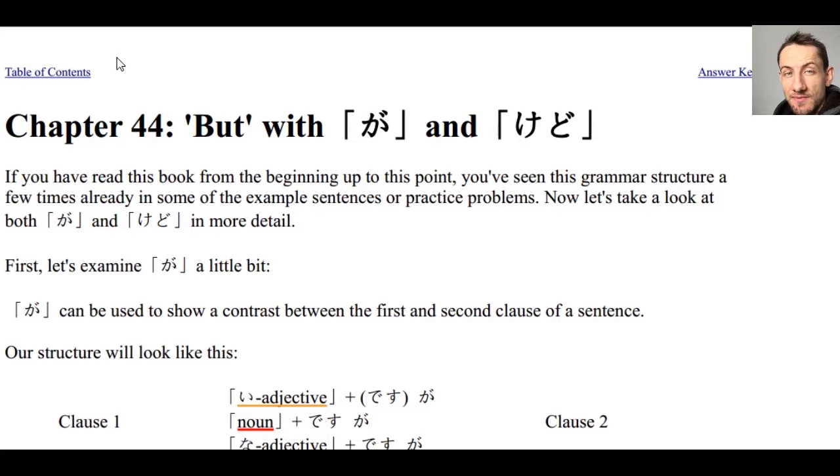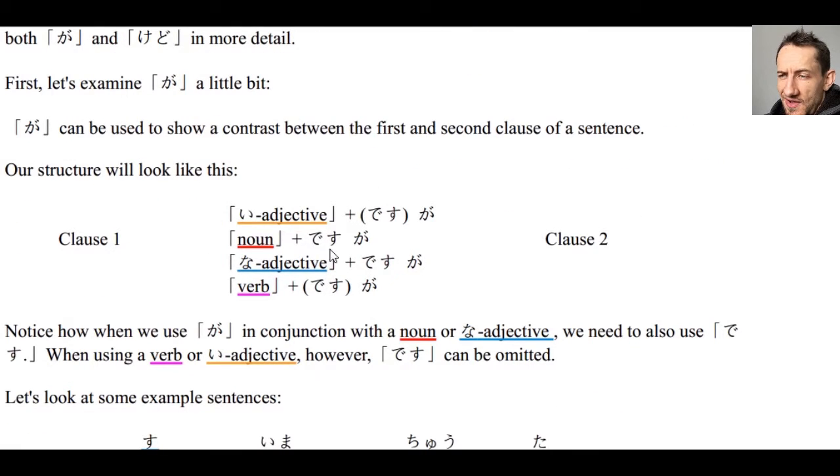Today, we'll be looking at chapter 44 of my textbook, where we will learn how to show contrast with ga and kedo. If you have seen the videos up to this point, you've encountered the usage of ga and kedo a couple times, but now we're going to look at them in a little more detail. So here we have a little explanation of how it works.